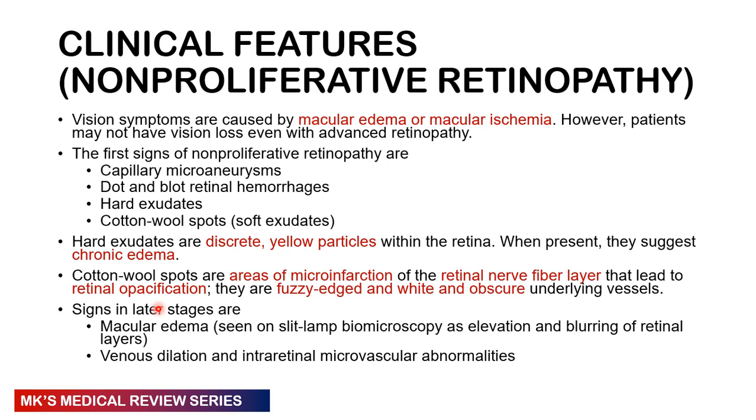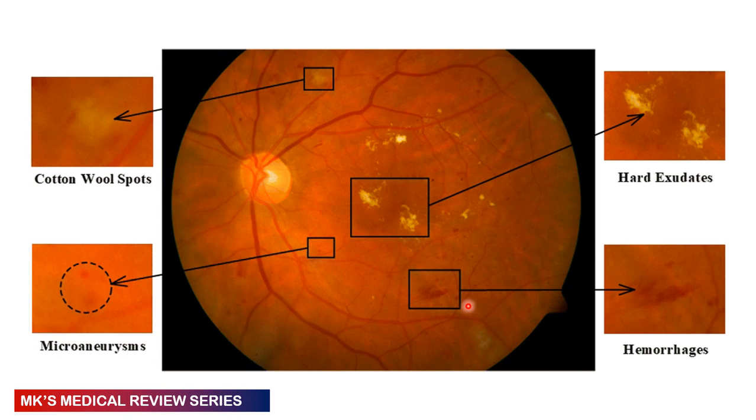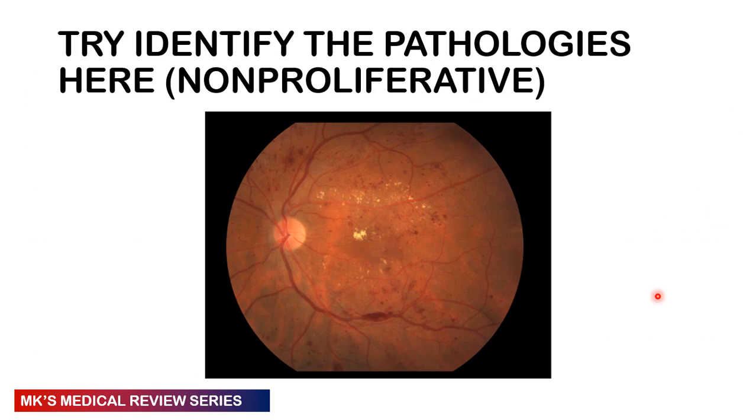Then in the later stages, you may get macular edema, which is seen on the slit lamp biomicroscope as elevation and blurring of the retinal layers. You may also get venous dilatation and intraretinal microvascular abnormalities. That's in the later stages. So again, here's an overview: your microaneurysms, your cotton wool spots, your hard exudates, your hemorrhage over there. So try and identify the pathologies here. Comment in the section below, and I will respond to your comments.